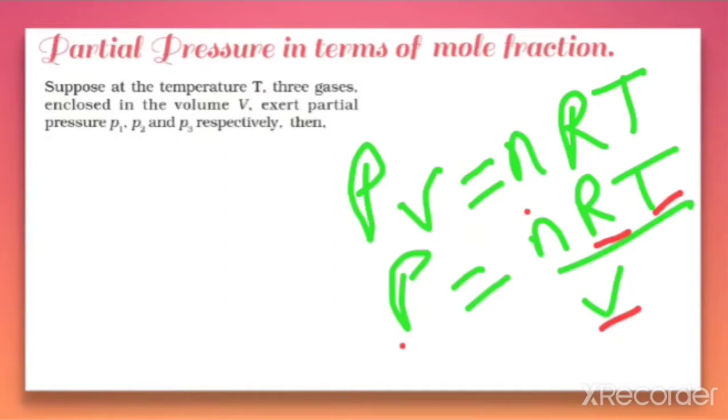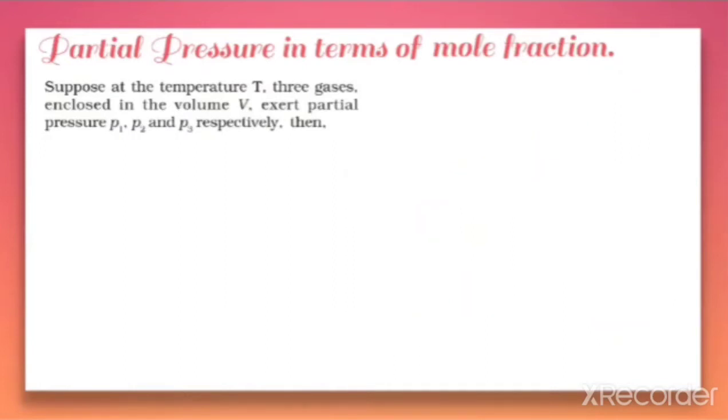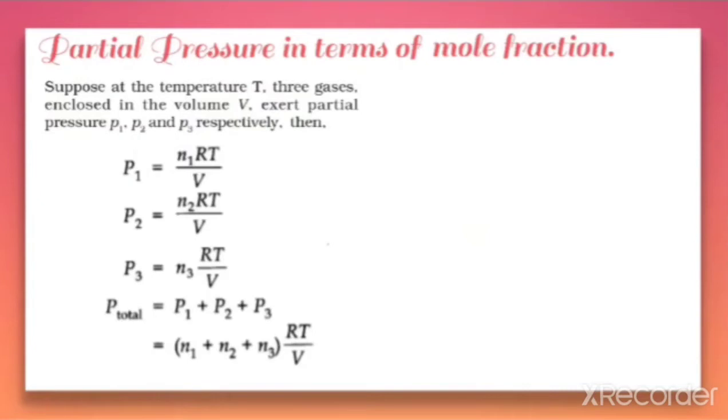So for the three gases, what will be the pressure now? N1RT by V is equal to P1. For gas 2, N2RT by V is equal to P2, and N3RT by V is equal to P3. Like this we have found the three partial pressures for the three gases at a constant temperature T and the same volume V. These are the three relations we got here. Let this first set be equation number 1.